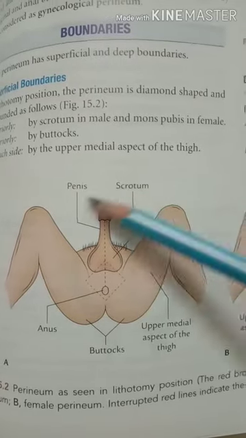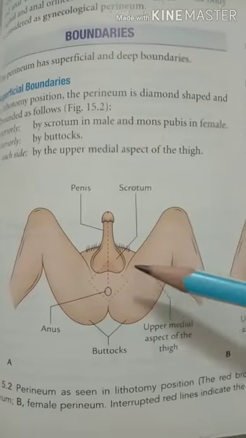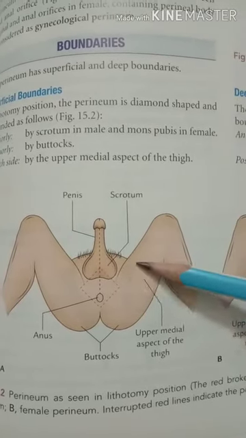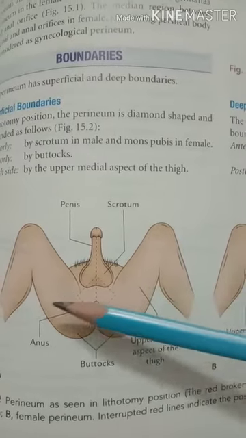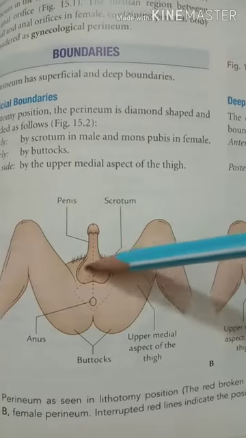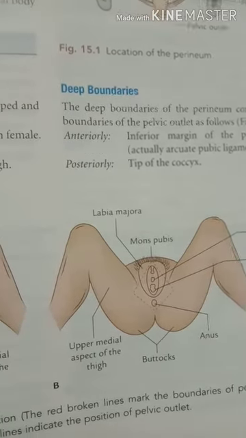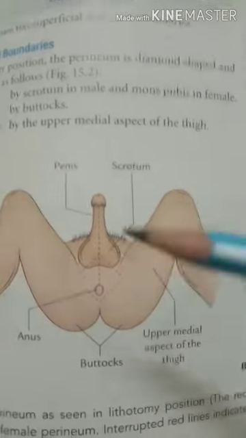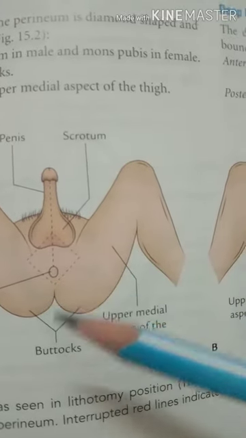The perineum you can see in this diagram. It is an imaginary quadrangular region present at the lower part of the trunk, in the interval between the two thighs, where the external genitalia is present. This is the male perineum and this is the female perineum. Firstly we should see the boundaries. There are two boundaries, the superficial boundary and the deep boundary.